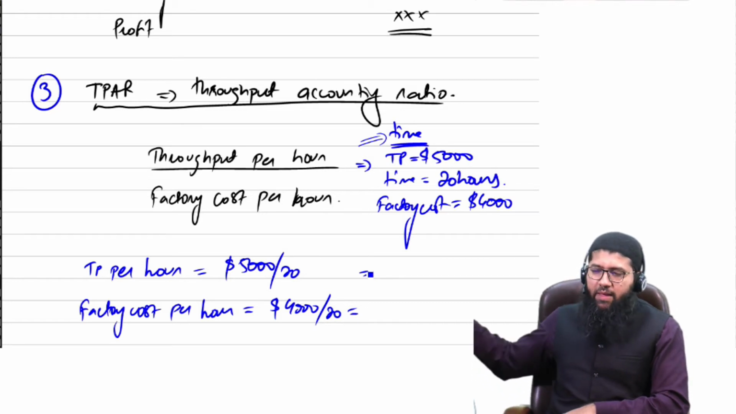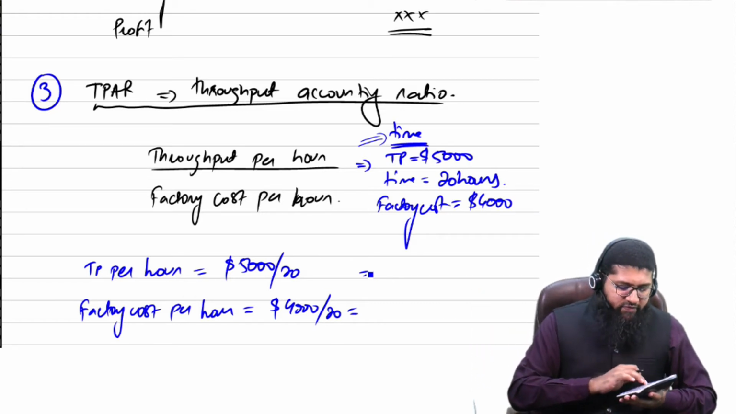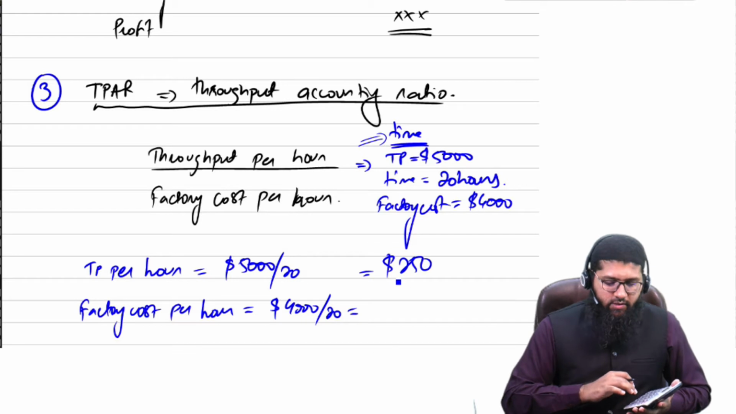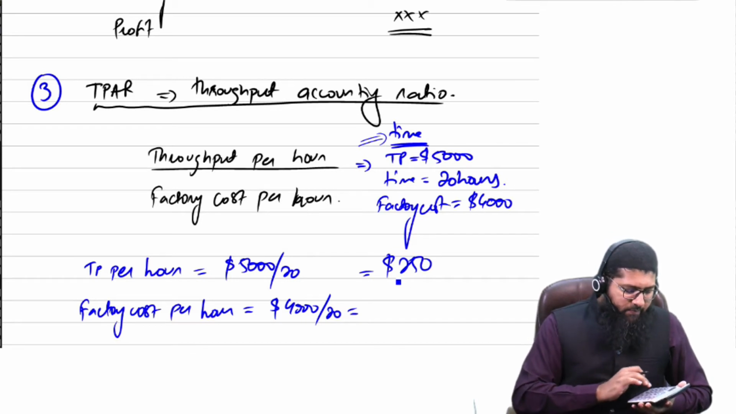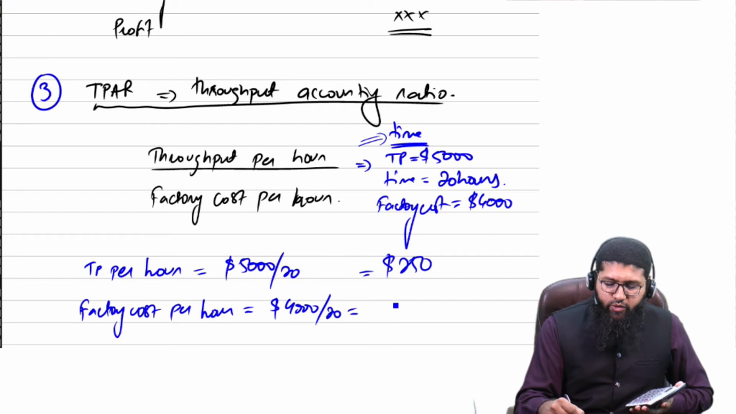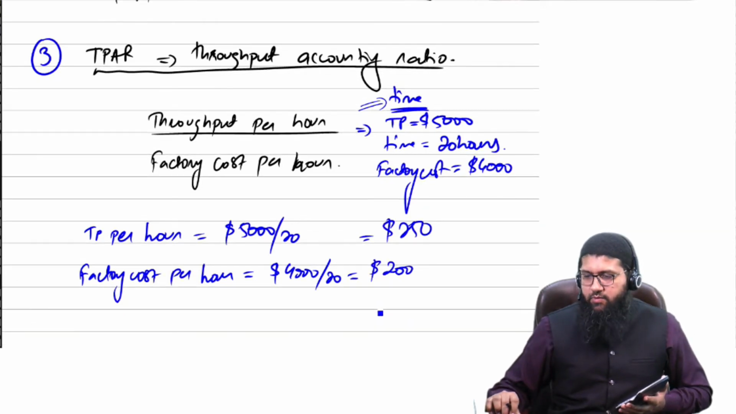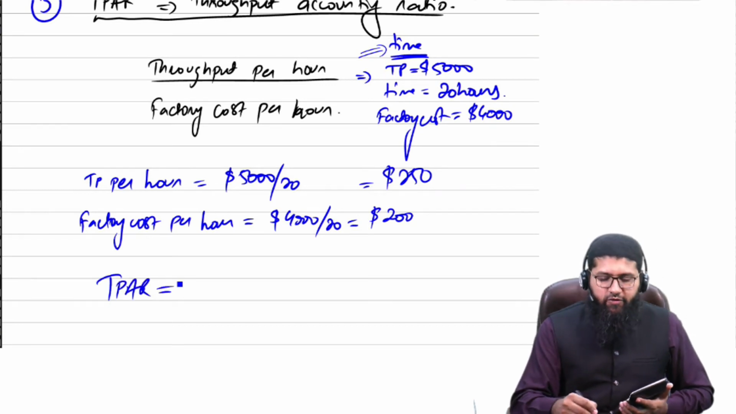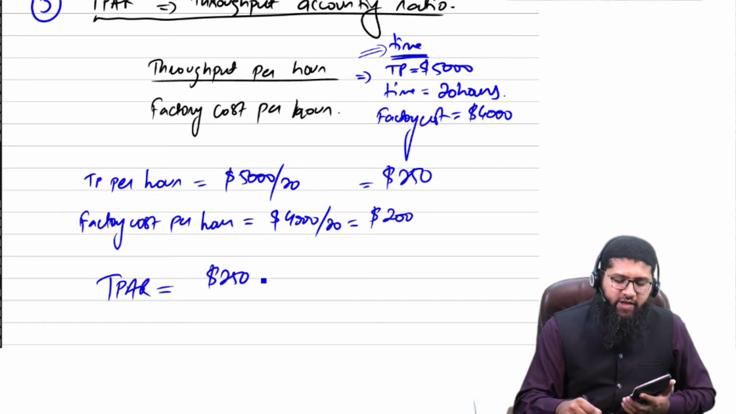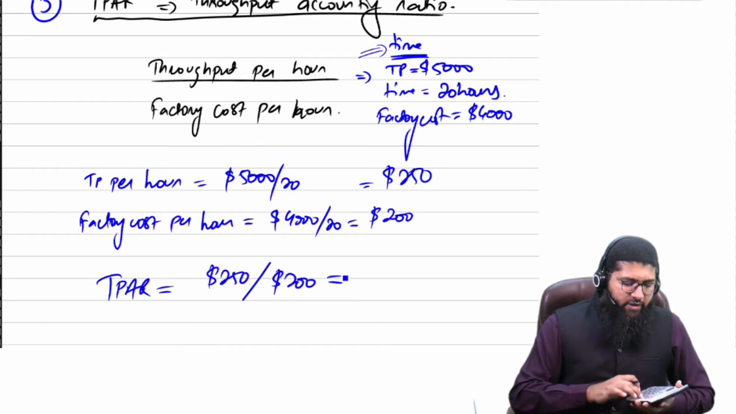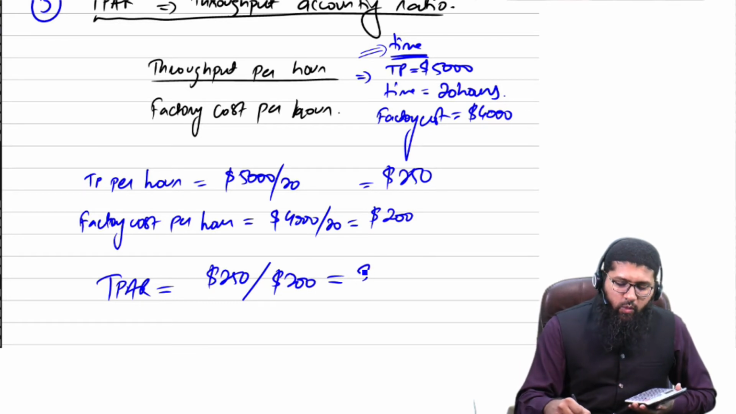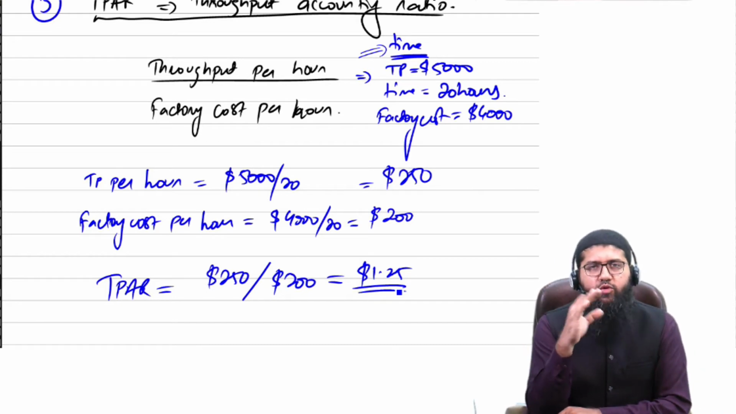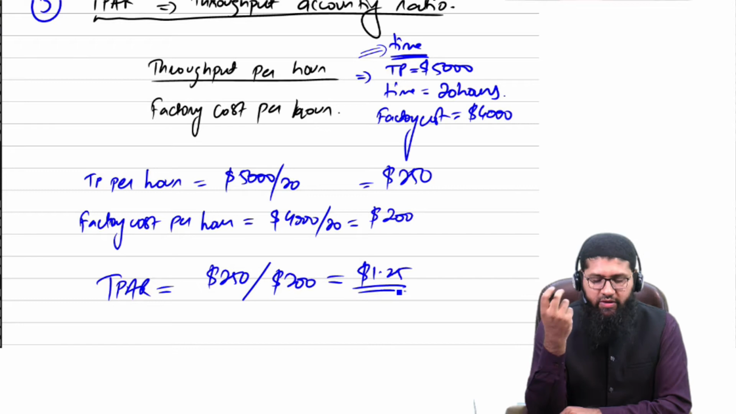So hence, when we are going to talk about it, we are going to say 5,000 divided by 20 gives you $250 as the throughput per hour. 4,000 divided by 20 is going to give you $200 as the factory cost per hour. So on the basis of this, if you are going to calculate the throughput accounting ratio, it is going to be 250 divided by 200, which is $1.25. Now, let me just give you a bit of guidance: what is this 250 divided by 200 actually representing?